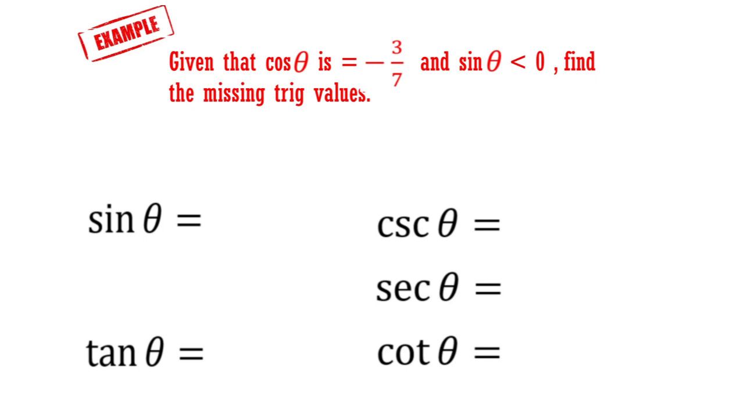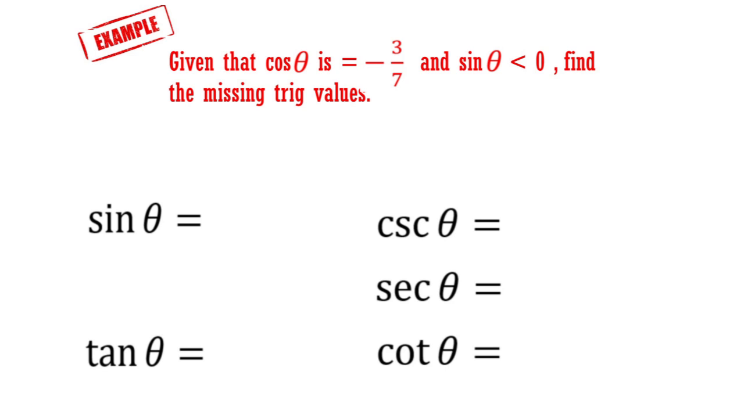All right, last slide here. I told you, it's a quick lesson. All right, so we're going to do the exact same thing, but the information is going to be given to us differently. Given that cosine of theta is -3/7 and sine of theta is less than 0, find the missing trig values.